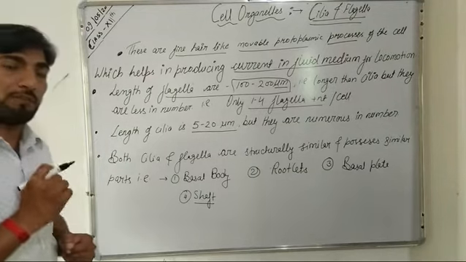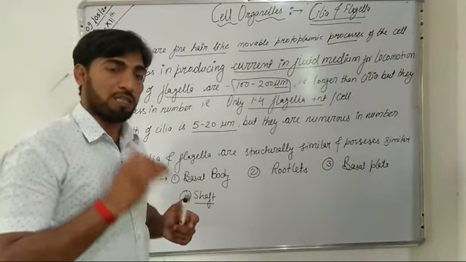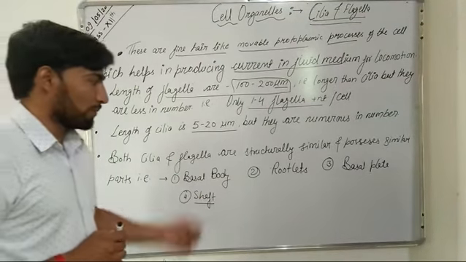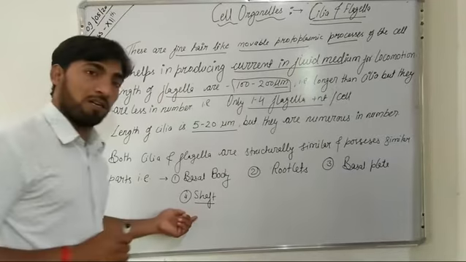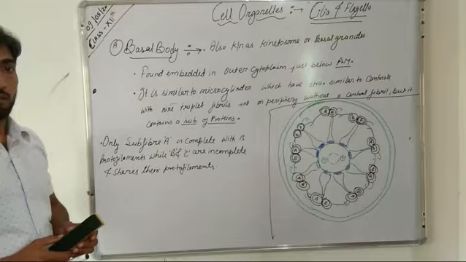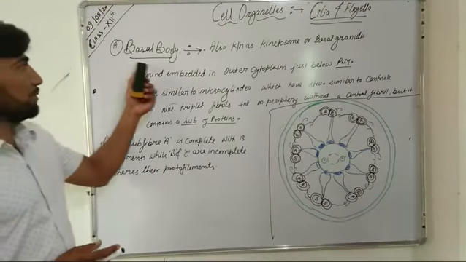Now, both cilia and flagella structurally consist of similar or identical 4 components: the basal body, the rootlets, the basal plate, and the shaft. Now we will study all these in detail. Now come to the parts of these cilia and flagella. The first is the basal body.